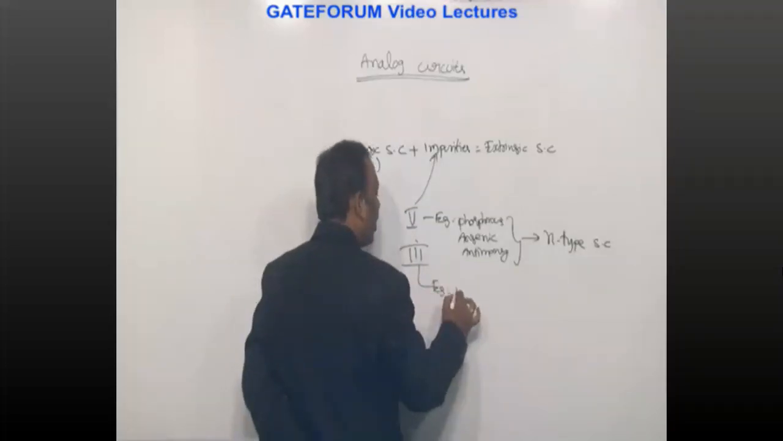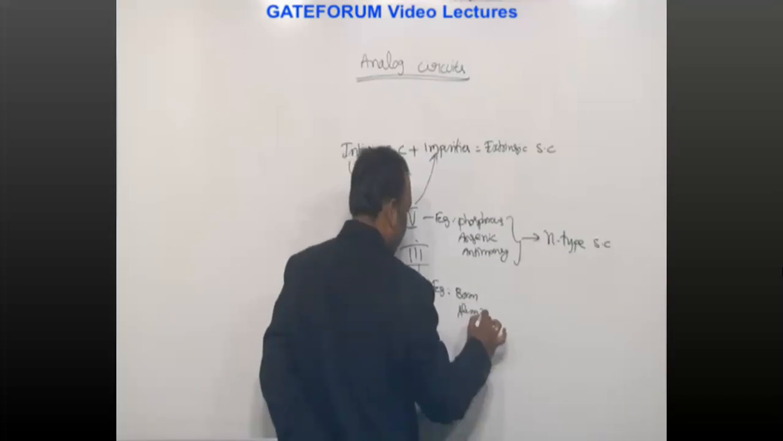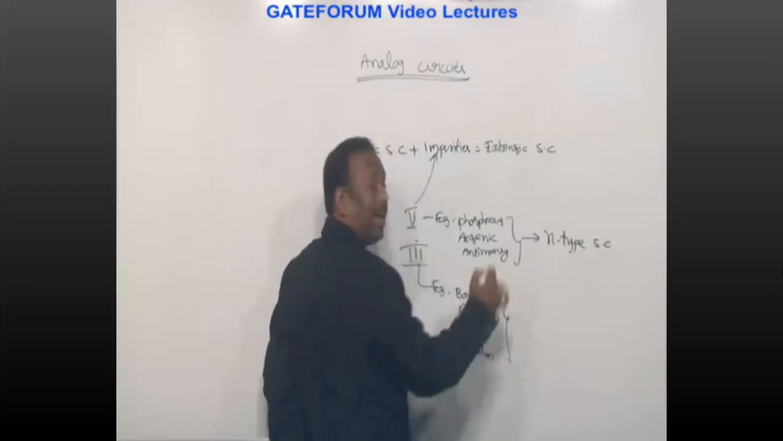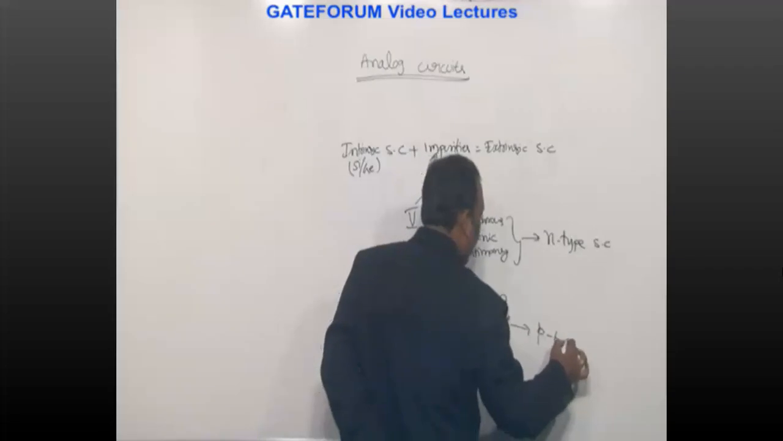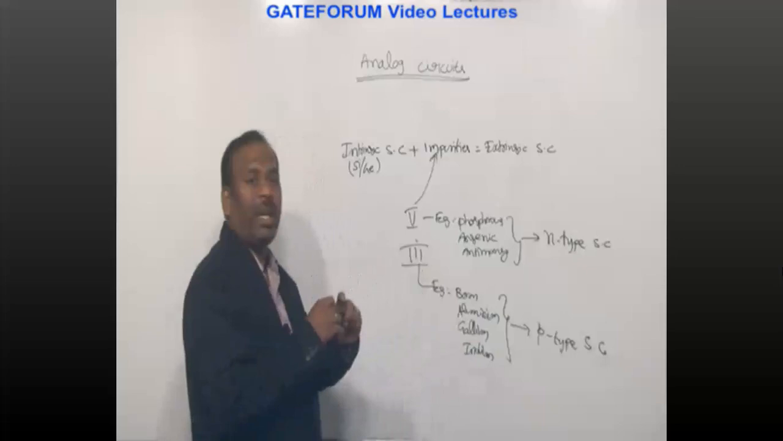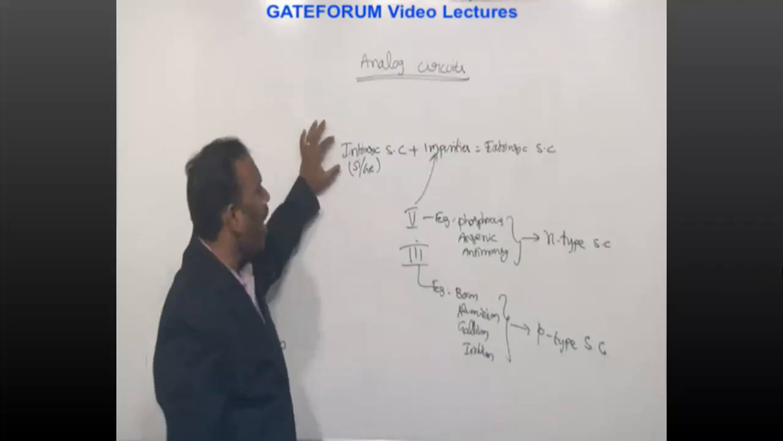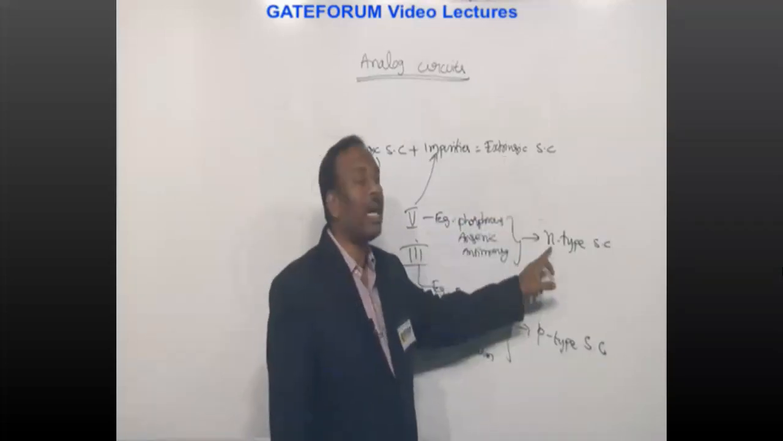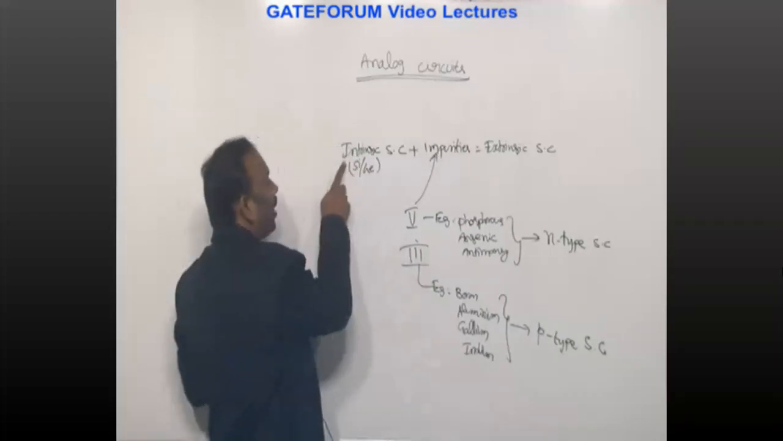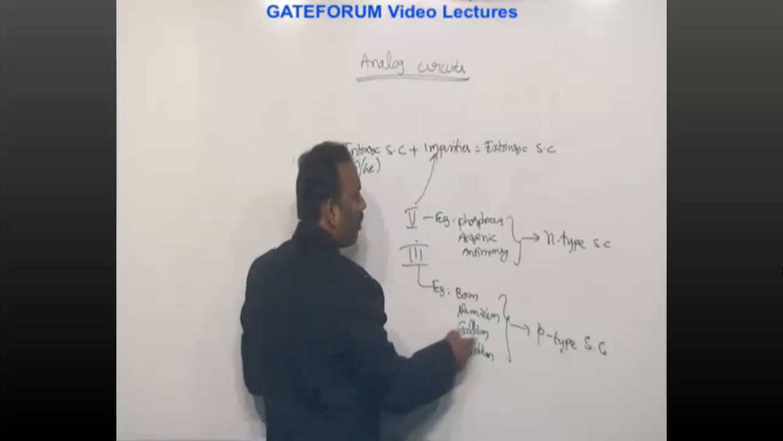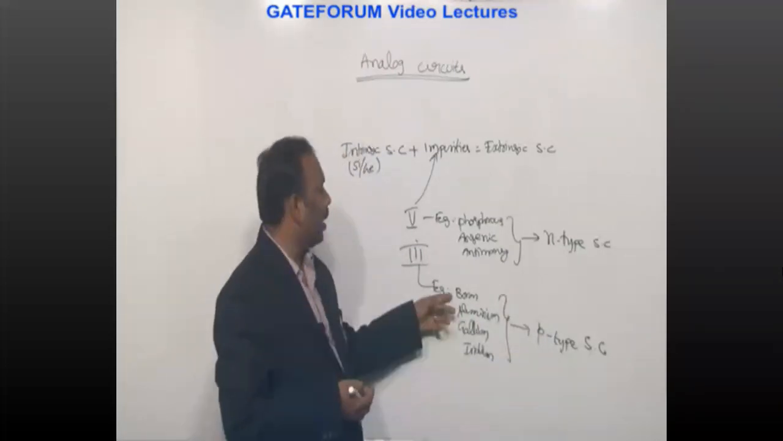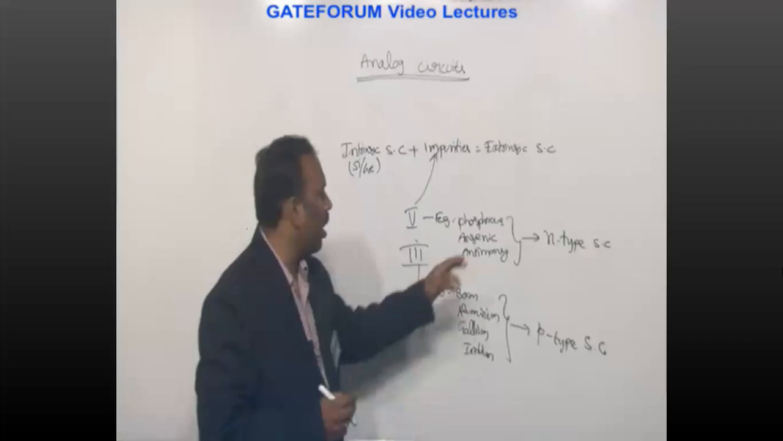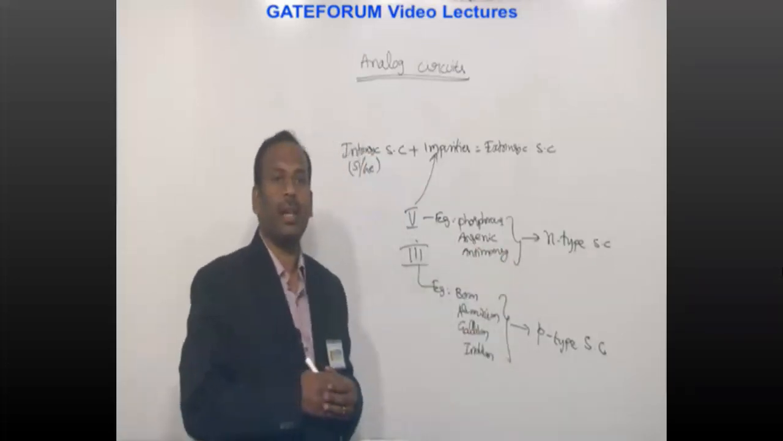If we add third group elements, boron, aluminium, gallium, indium, then the resulting one is called p-type semiconductor. That means take an intrinsic semiconductor, add phosphorus or arsenic or antimony, generally preferable one is phosphorus, the resulting semiconductor is called n-type semiconductor. Take either silicon or germanium, add either boron, aluminium, gallium or indium, the resulting semiconductor is called p-type semiconductor. Generally most preferable one is boron. Clear? That means there are two types of extrinsic semiconductors. One is n-type semiconductor, the other one is p-type semiconductor.